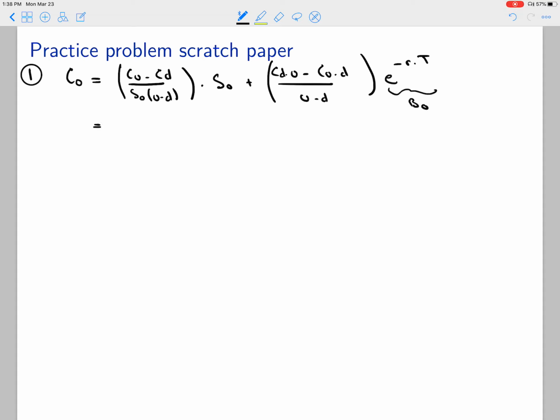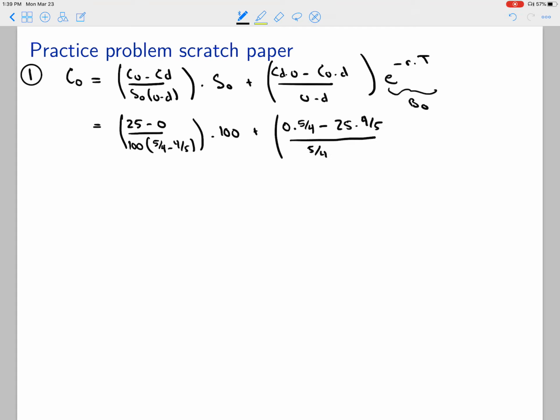Plug in our inputs. C_U is equal to what? It's 25. C_D is equal to 0. S0 is equal to 100. U is equal to 5/4. D is equal to 4/5. S0 is equal to 100, today's price. The beta is given as follows. C_D is equal to 0 times U, minus C_U, call payoff in the up state, 25, times D, 4/5, over U minus D, 5/4 minus 4/5, times e to the negative rt. This was just 1. Get our calculators out.